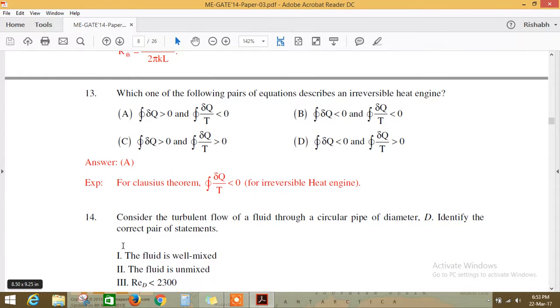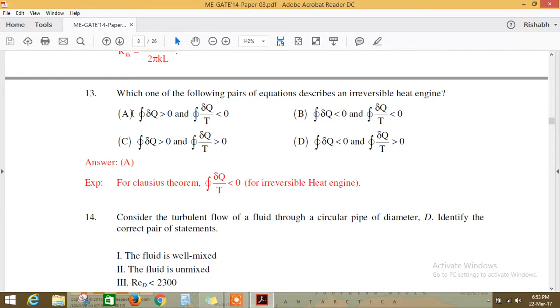So this is the question from thermodynamics. Which one of the following pairs of equation describes an irreversible heat engine? Okay, so actually this question is a very straightforward question. You should know the definition of Clausius inequality. Clausius inequality or Clausius theorem is for irreversible heat engine. I have mentioned here, see, a cyclic integral of dQ by T is less than or equal to 0 for irreversible heat engine. Okay, so you can easily eliminate two options, C and D.